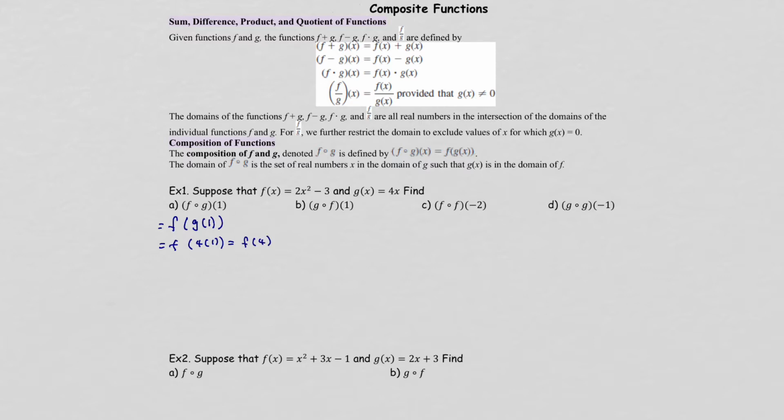That solution 4, we're going to replace into the f of x function, so you end up getting 2 times x squared minus 3 is what we need to do. Exponent first, so it will be 16, and times 2 will give you 32, minus 3 gives you 29.